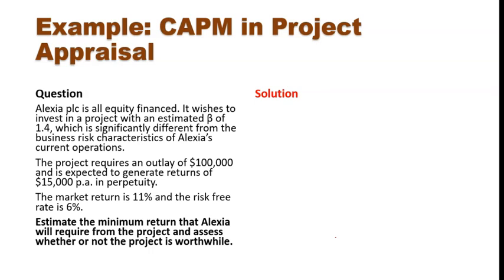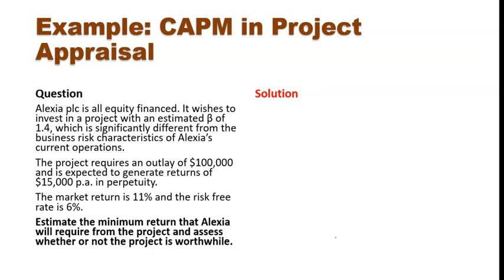So here we are given a hybrid question which requires us to calculate the cost of equity, that is the return required by the investors, then to determine whether the project is worthwhile. And you know that when the question comes like that, you would be required to calculate the NPV of the project, because the NPV is the best way to determine the worthiness of a particular project.